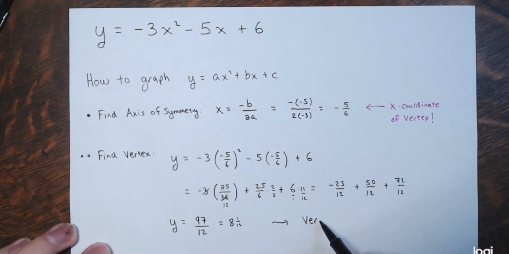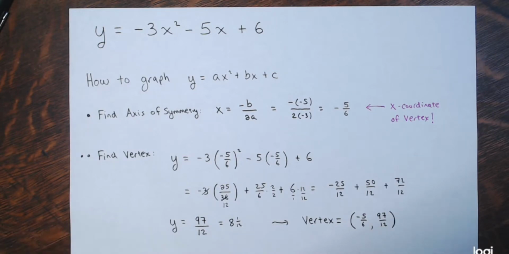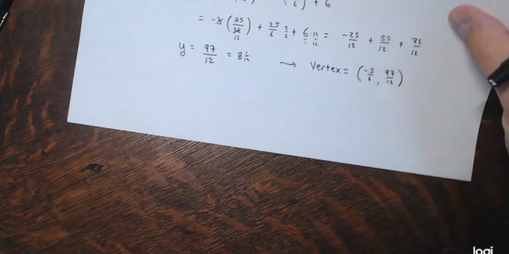that highest or lowest point, we'll determine that in a second, is the following point. X-coordinate, negative 5 sixths. Y-coordinate, 97 twelfths or 8 and 1/12. And then I'll plot this point. Once I find the vertex, I will plot it.